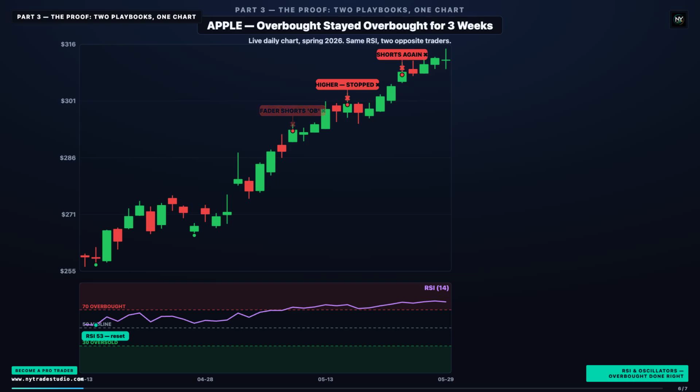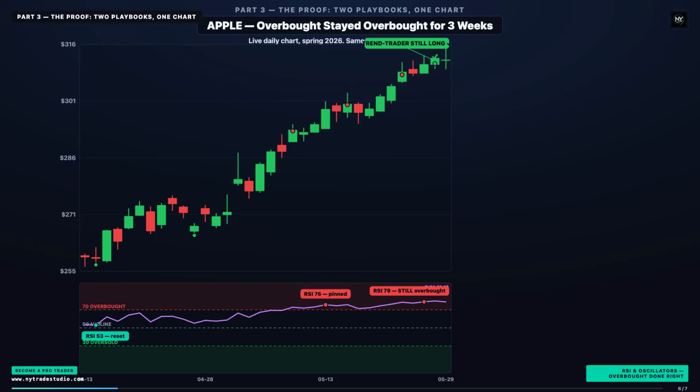Here is the part that should change how you trade forever. The RSI on Apple stayed pinned above 70 for 3 full weeks, glued up there, while the stock marched from 293 all the way to 315. Every single one of those overbought prints was a sign of strength, not a reason to sell. And the whole time, what is the trend trader doing? Nothing dramatic. He is still long from his dip buys, just riding the trend higher and letting the winner run, completely ignoring the overbought readings that were destroying the fader.